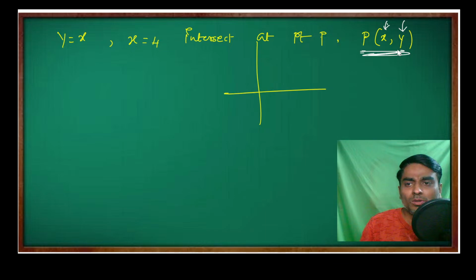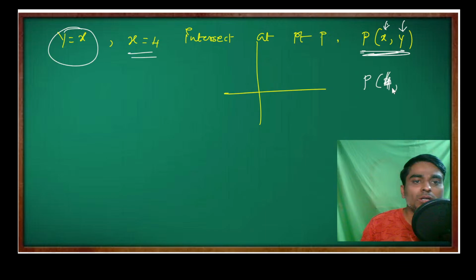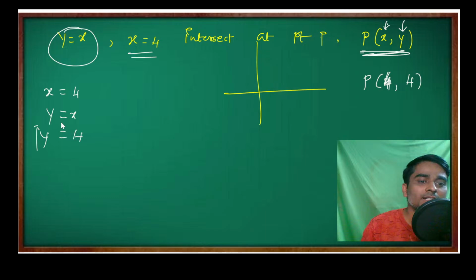Now look here, no need to draw graph, nothing. What is x? x equal to 4. Can I write here 4? Yes. What is y? y equal to x. That means y is also 4. Agree or not? x equal to 4 and y is x. So y is also 4, right? Simple. 4 comma 4 is the answer.